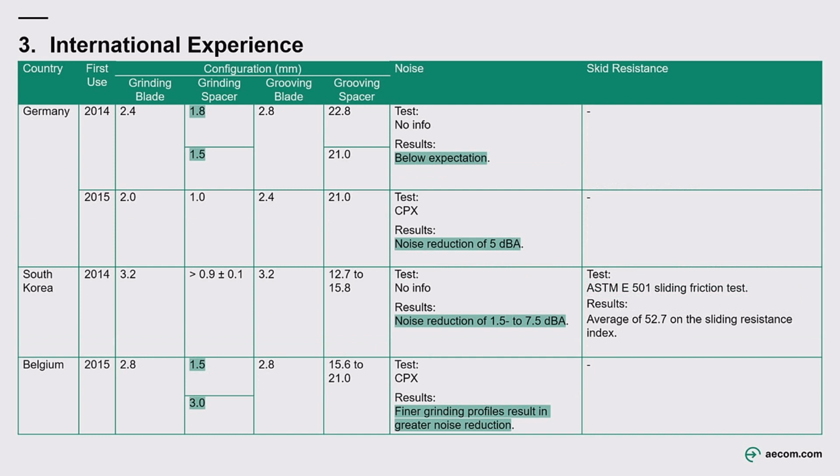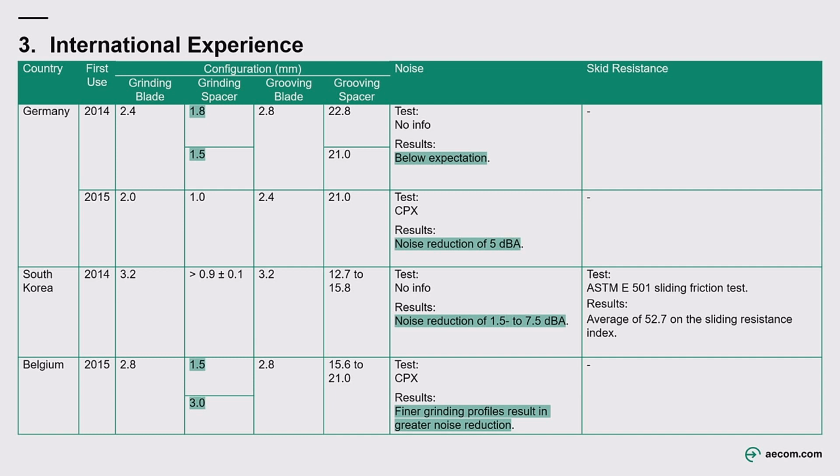Then we look at the German one, and they have 2 experiences, one in 2014, one in 2015. And we are also seeing different blades being used. Here, grooving is being carried out with a blade that is thicker, similar to here. What we are seeing here, however, is that they are going for a spacer that is 1.8, 1.5, so it's above 1 millimeter. And we are showing that, yes, you still get some noise reduction, but it's below expectation.